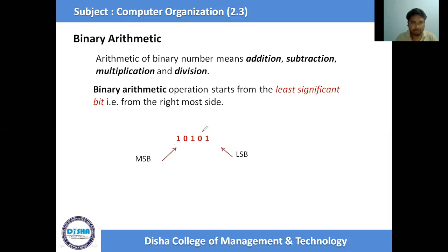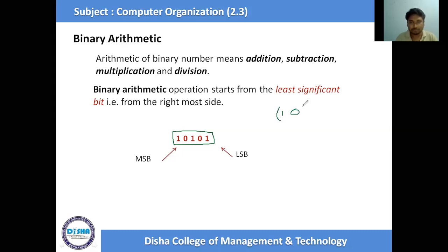Here one question arises: what is a binary number? Basically, a binary number has base 2. Suppose I have a number 10. If I represent this number with base 2, that number is called a binary number. It consists of zeros and ones. This side is called the LSB, the least significant bit, and this side is called the MSB, the most significant bit.